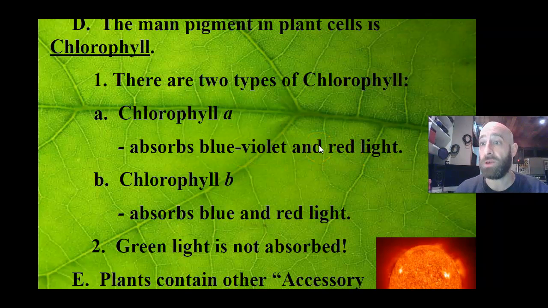And that's why plants look green, because they absorb the blue-violet and the red, but they reflect the green color. Chlorophyll B is what we call an accessory pigment. It's not really doing that much work, but it's helping to absorb.